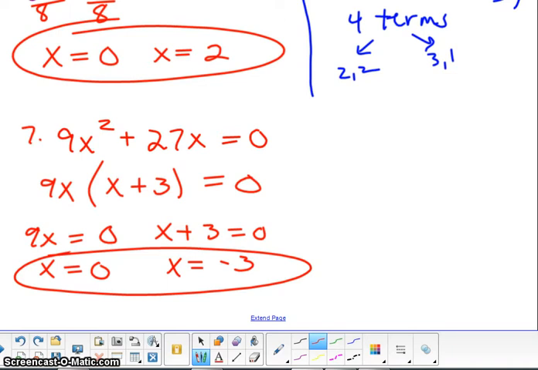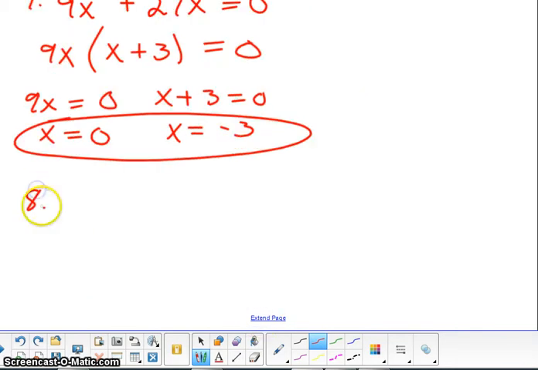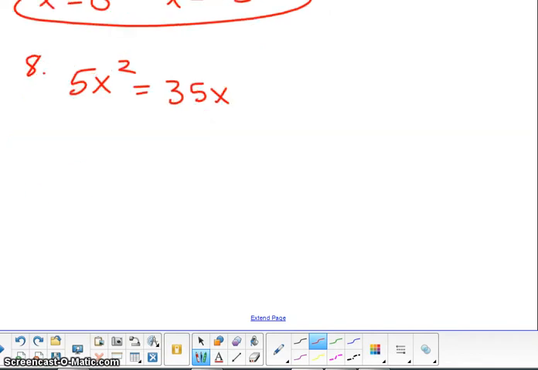So what ends up happening is, if you have a variable that is a GCF, you are going to get 0 as an answer. Okay, and you can always check your work. Now, this last example I want you to have ready for tomorrow in class. And here it is: 5x squared equals 35x. Don't forget to set equal to 0 first.